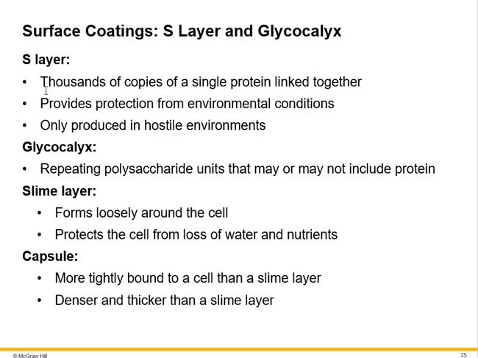The glycocalyx is then deep to that. It is the next layer down, and it's repeating subunits of polysaccharides, not proteins. They may or may not include protein, but it's typically repeating polysaccharide. The slime layer is glycocalyx that's loosely formed around the cell, and it protects from loss of water and nutrients. The capsule is more tightly bound than the slime layer. It's denser, more organized, and thicker than the slime layer.